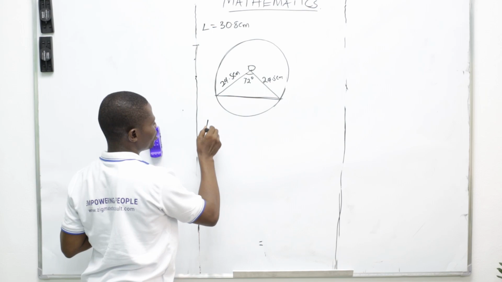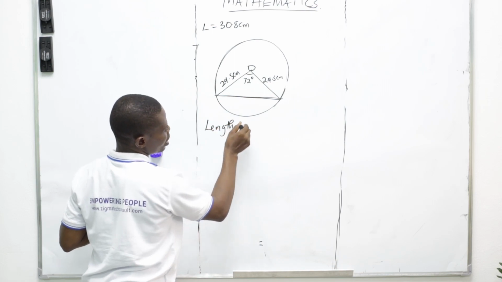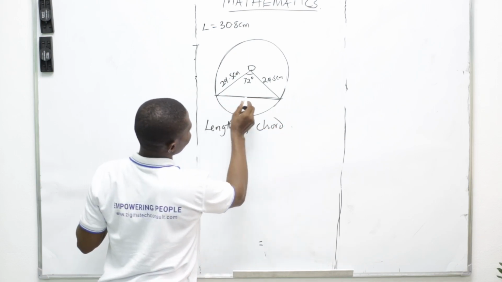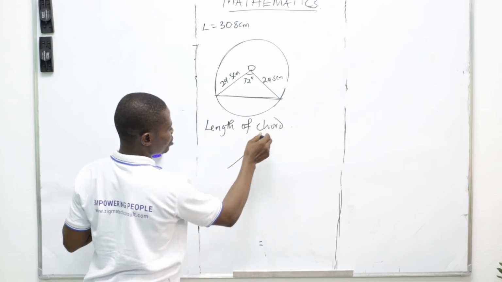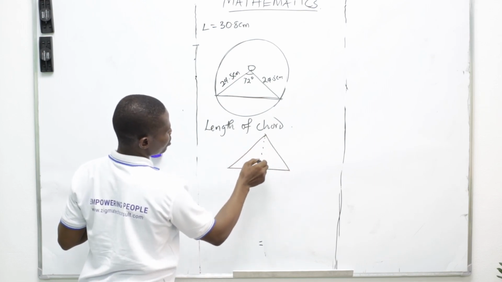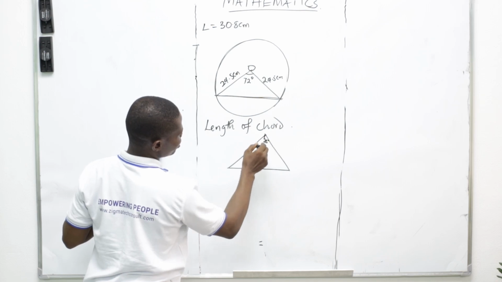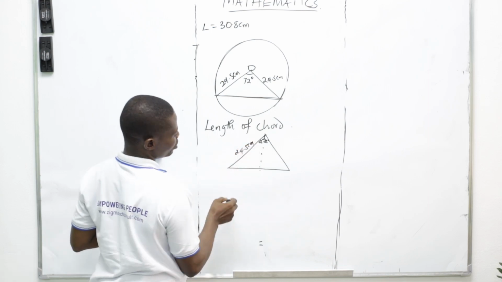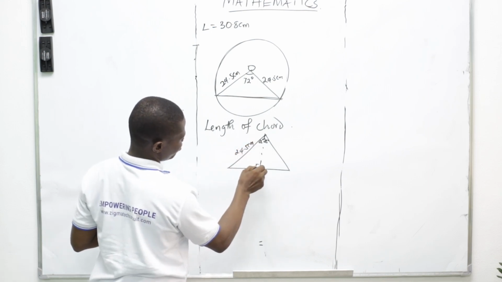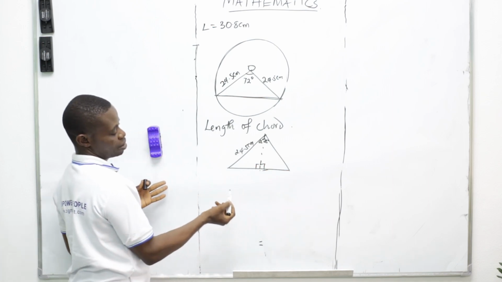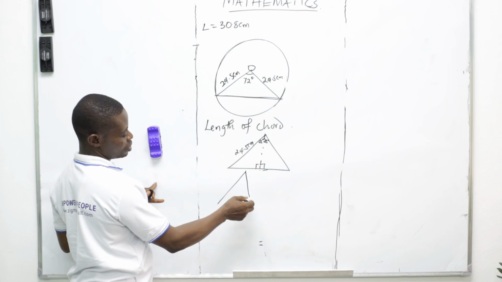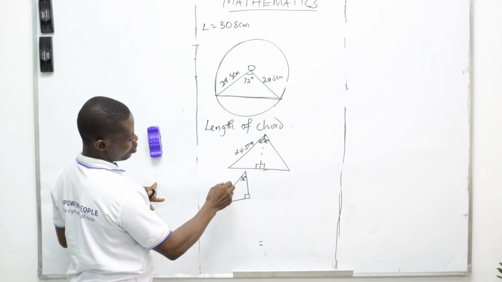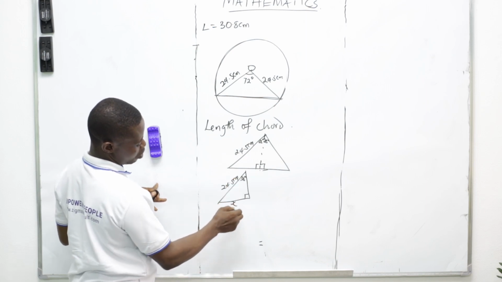Length of chord, if you watch, this is a chord. If I draw this out, I divide this angle into 2, meaning 36 degree. Here is already 24.5 cm. Let me get this point. Or if I like, I can get this side or this side. Meaning I have this, and this. This is 36 degree, 24.5 cm. I'm looking for here unknown.